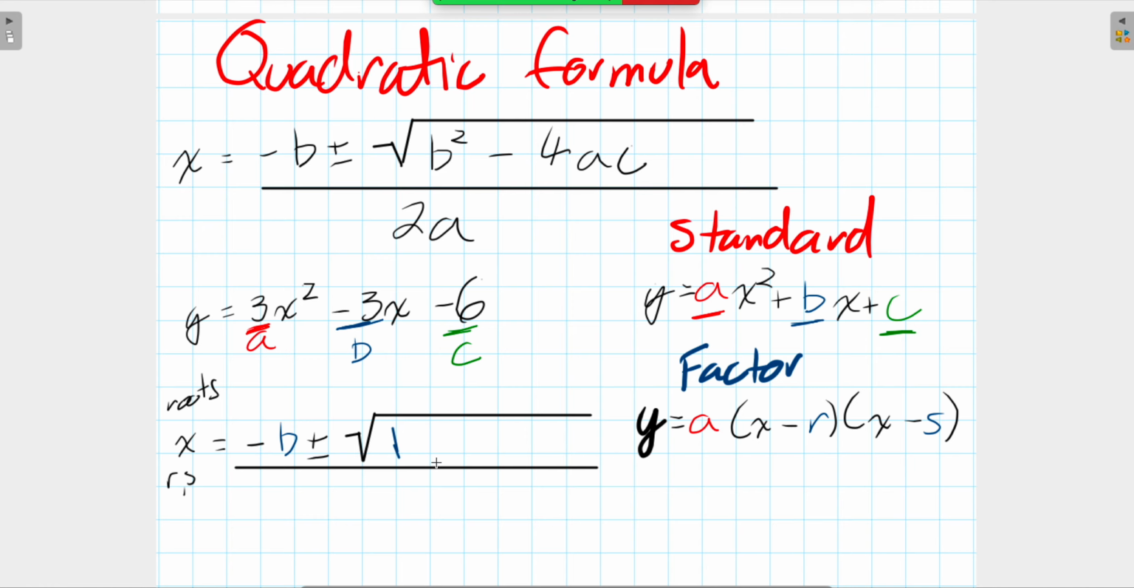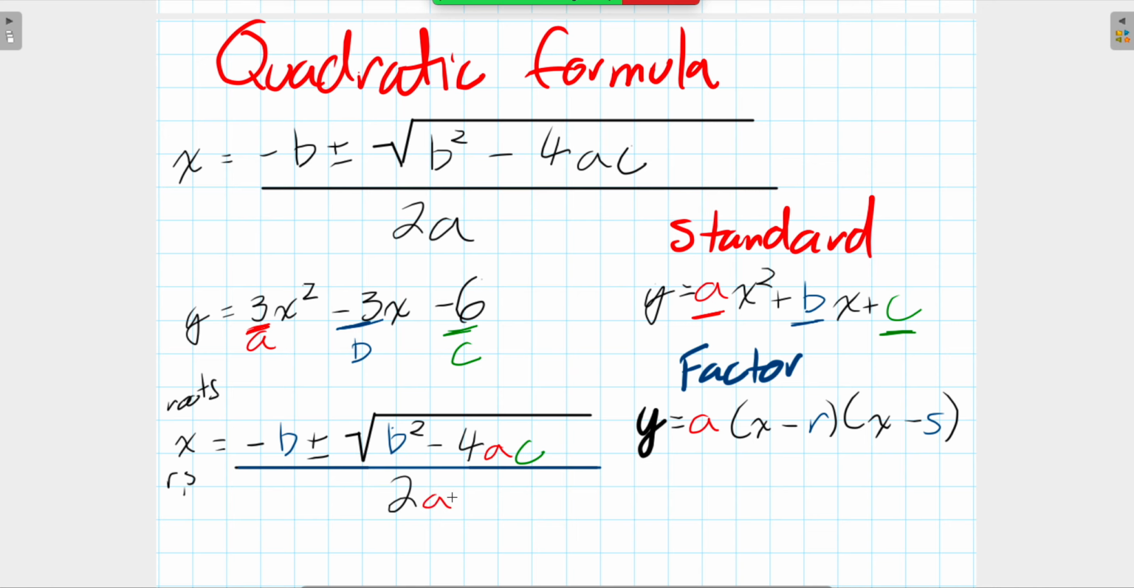Here's the b again. Whoops, that's not what I wanted. Let's try that again. Here's the b again. So we get b squared, subtract the number 4, then there's the a value and the c value. And all of that is divided by the number 2 multiplied by, again, your a value.